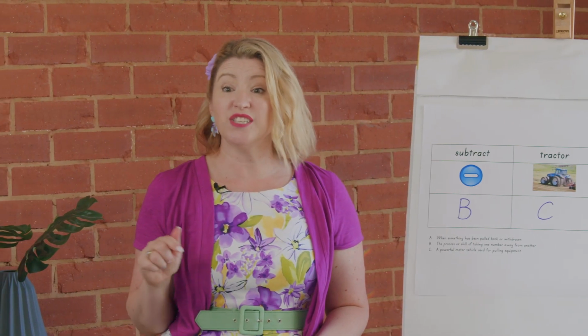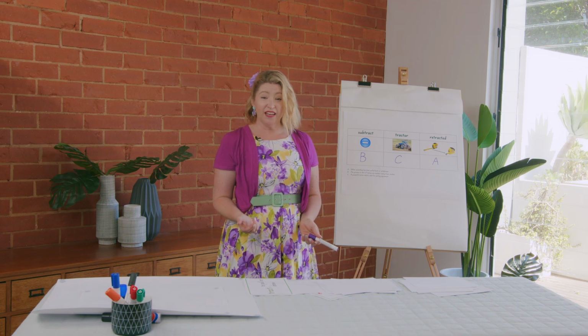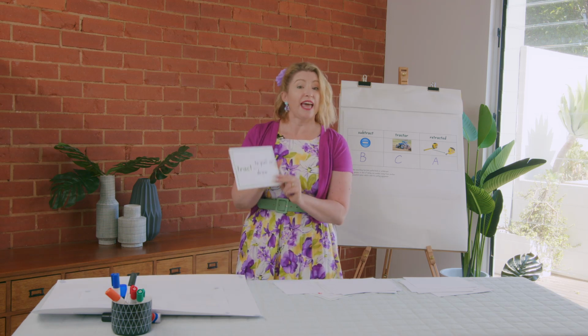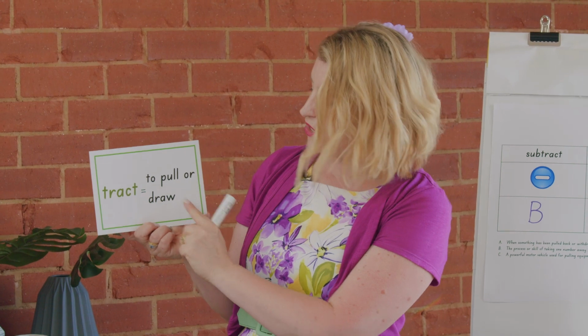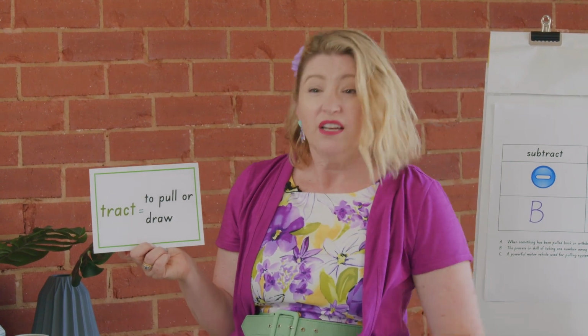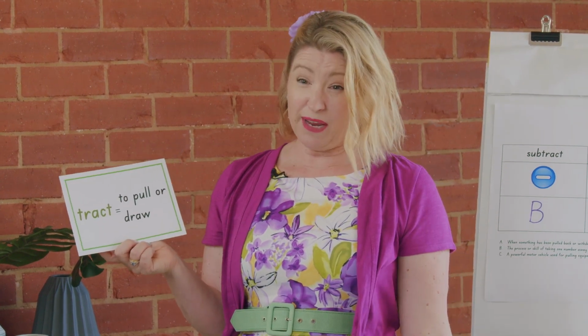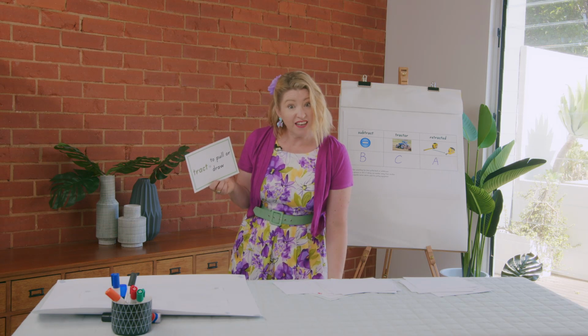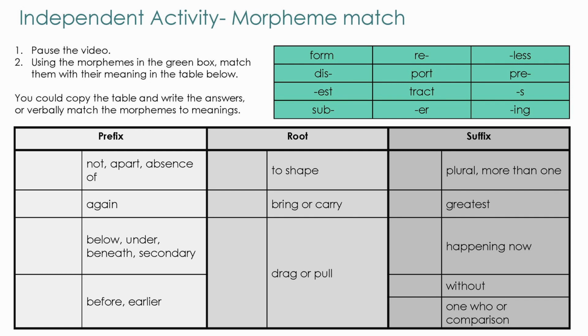Guess what? It's time to review our learning. Can you remember what our learning intention was today? It was to use the Latin root tract, which meant to pull or draw in words. We did that, didn't we? We wrote some words, we read some words, we did some word building. Well done. Your independent activity today is coming up on your screen now.